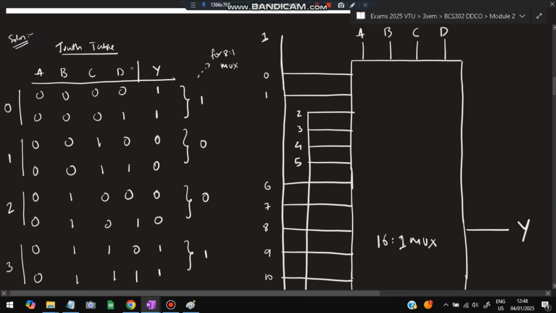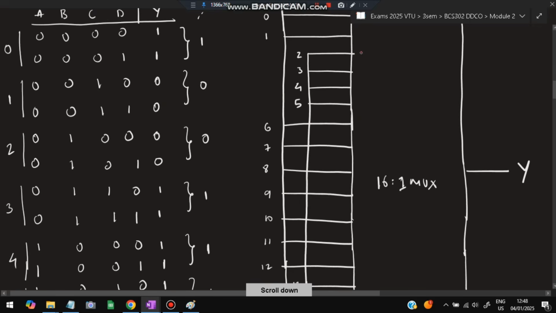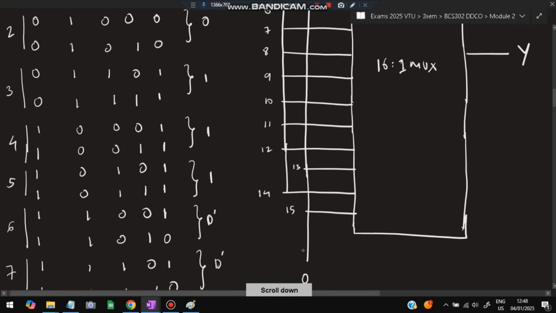Okay, now wherever you have got 1, you will be taking that separately. This is 0, this is 1, this is 2, this is 3, 4, 5. Whichever has 1, all those you will be taking in a single line. Okay, it will be connected with 1. Wherever it was 0, all those you will be taking as zeros connected together, and you will be writing 0 here. This is all you have to do for 16:1 mux.